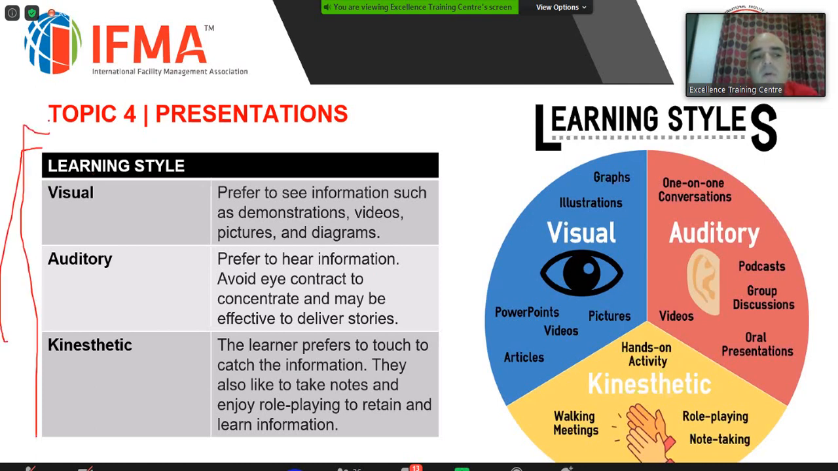Some people like to see things, and this is what we call a visual learner. It's how we are built. They can remember things. They have a visual memory. Others will have an auditory memory, or this is how they like to learn. They prefer to hear information. This is how they process information.